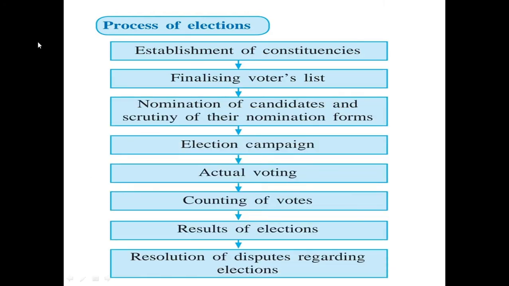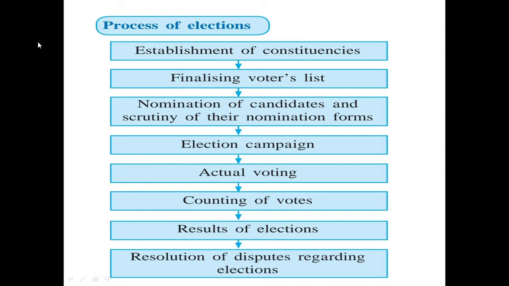Let us see the process of elections. The first one, establishment of constituencies. Constituencies are created by the Delimitation Commission of the Election Commission. The Delimitation Commission does not succumb to any pressure while restructuring the constituencies. Second, finalizing the voters list. The Election Commission updates the voters list by including the new voters and deleting the names of the voters who have migrated or are no more.